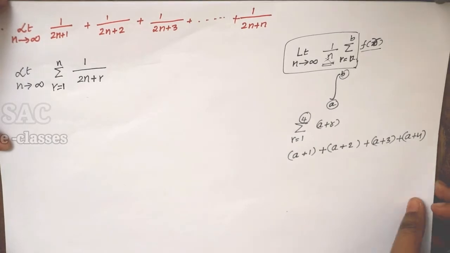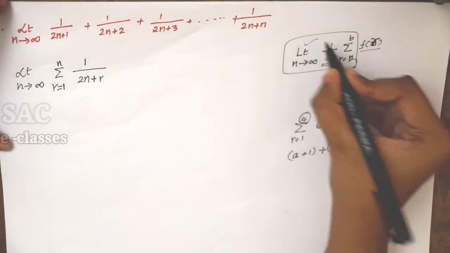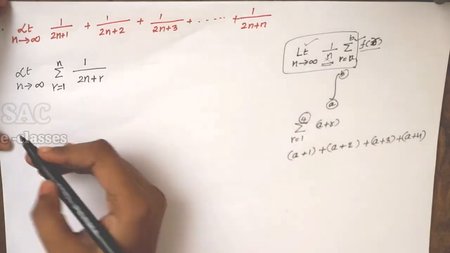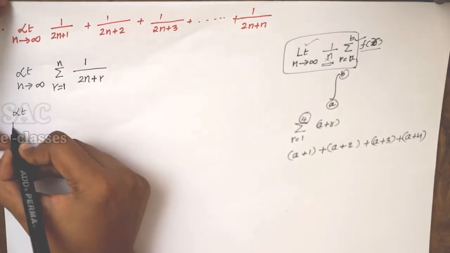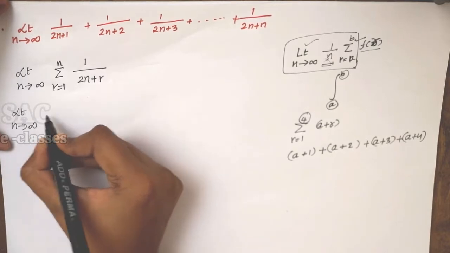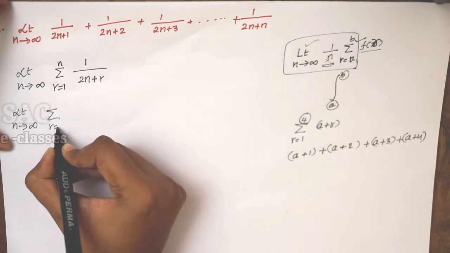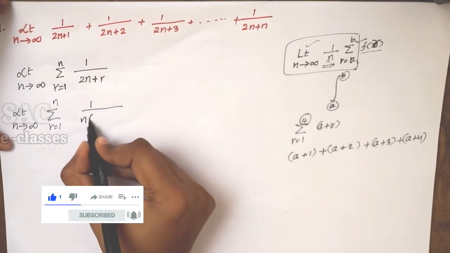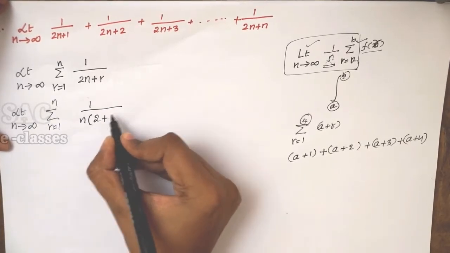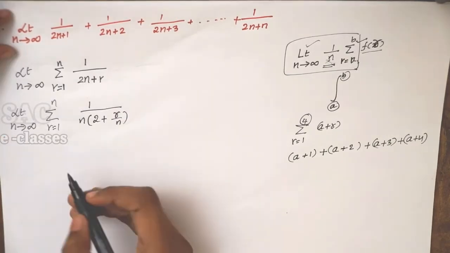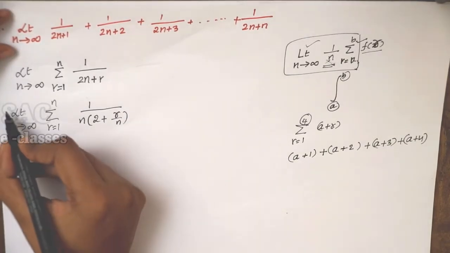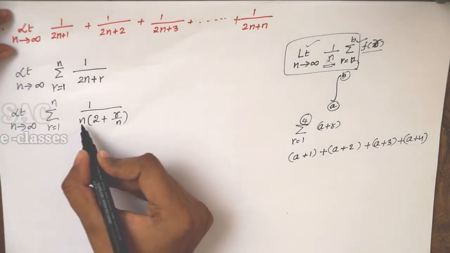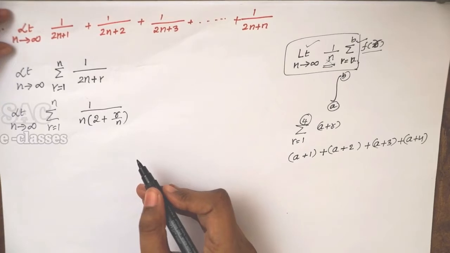Okay, we got two terms. What are they? The limit and sigma. What do we still need to get? The 1 by n value. For that, limit n tends to infinity, sigma r equal to 1 to n, just take out n as common: 1 by n times 1 by 2 plus r by n.